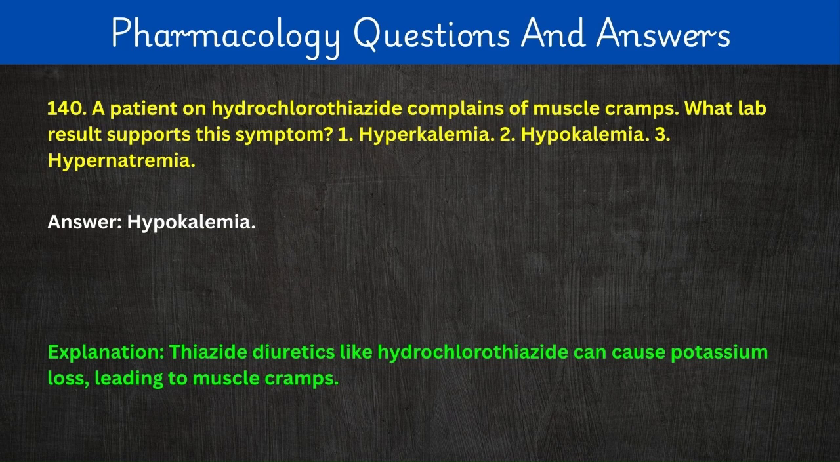140. A patient on hydrochlorothiazide complains of muscle cramps. What lab result supports the symptom? 1. Hyperkalemia. 2. Hypokalemia. 3. Hypernatremia. Answer: hypokalemia. Explanation: thiazide diuretics like hydrochlorothiazide can cause potassium loss, leading to muscle cramps.